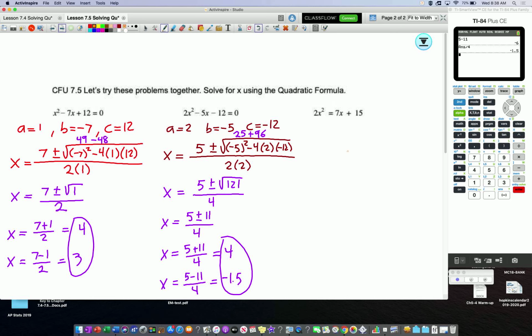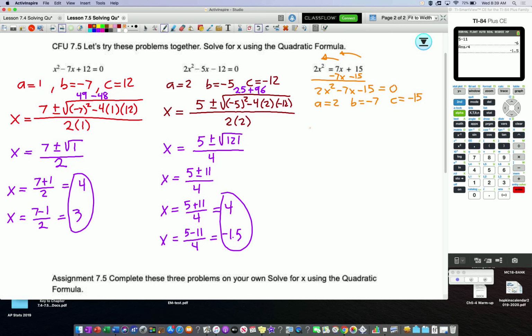Got to get all the numbers to the other side. So I have to subtract 7x and subtract 15. So I get 2x squared minus 7x minus 15 equals 0. I'm just basically moving them over by changing their signs. So now my A is 2, my B is negative 7, and my C is negative 15.